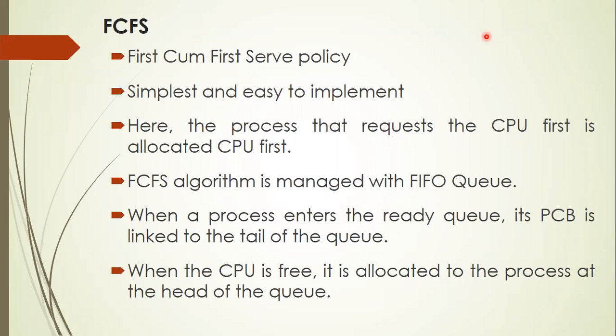So, the CPU allocation in case of FCFS is based on the time of arrival of the job into the ready queue. First come first serve policy is managed with the help of a first in first out list or first in first out queue. When a process enters the ready queue, the process control block of that particular process is linked to the tail of the queue, because the new process is always added to the end of the queue. At the same time, whenever the CPU is free during allocation, the CPU is allocated to the process at the head of the queue. The CPU allocation is from the head of the queue, and the addition of the new process to the ready queue is at the tail of the queue.